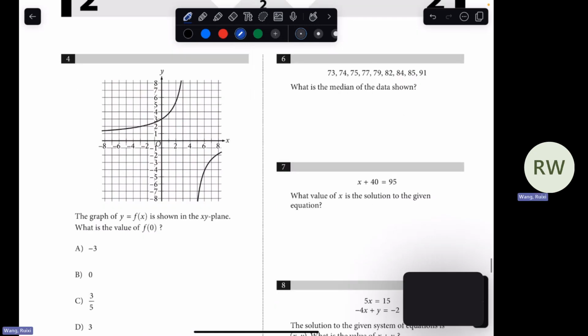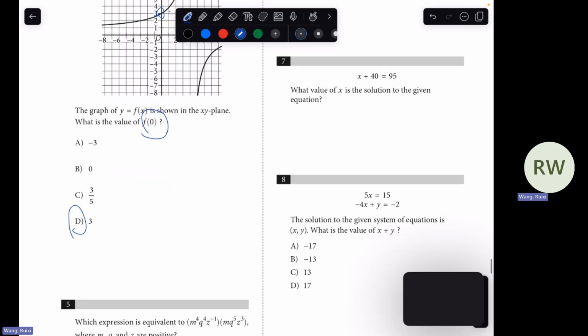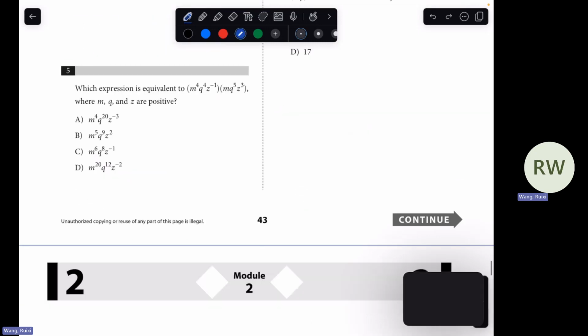Okay, what's the value of f of 0, which is x equals 0, which is just 3, right? So it's pretty straightforward so far.